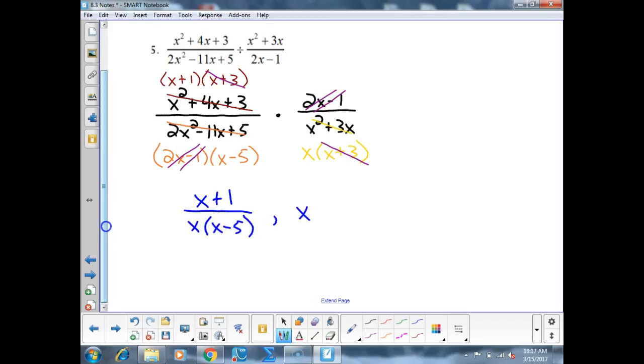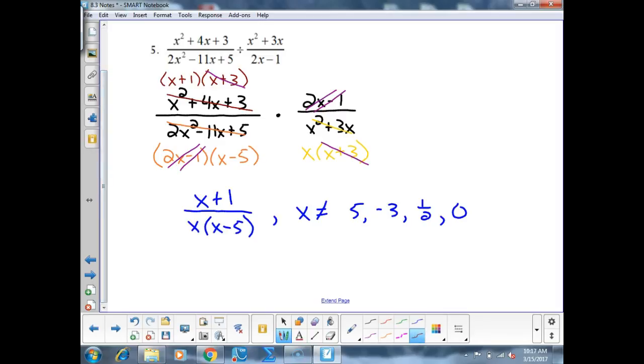Restrictions? x cannot equal 5. x cannot equal negative 3. Yep. 1/2. And 0. Okay? So let's check to make sure we got them all.